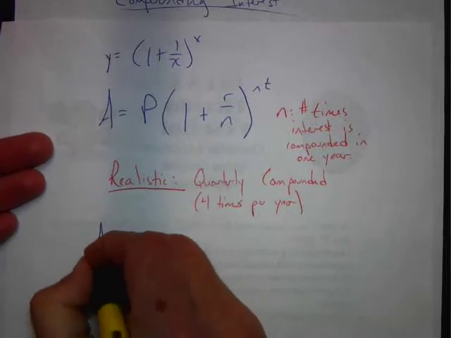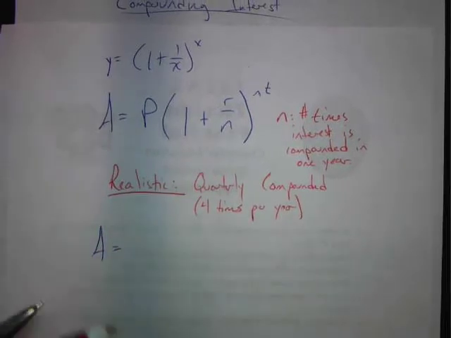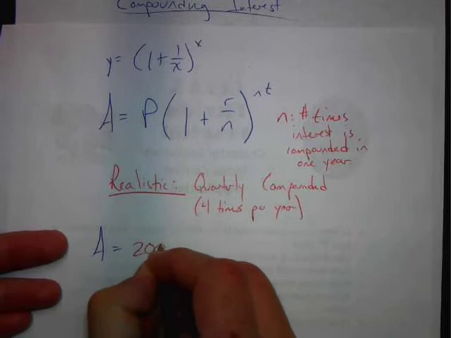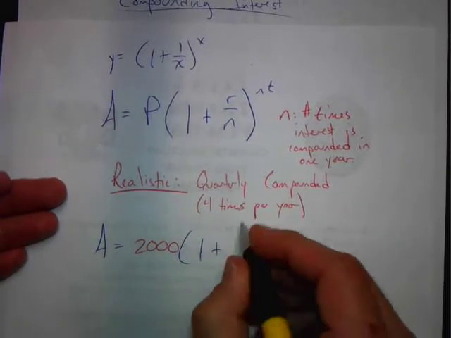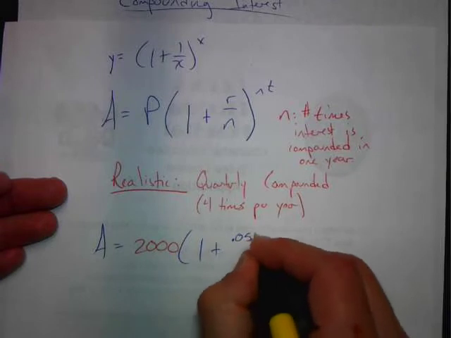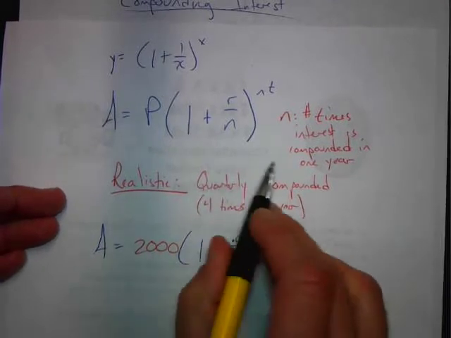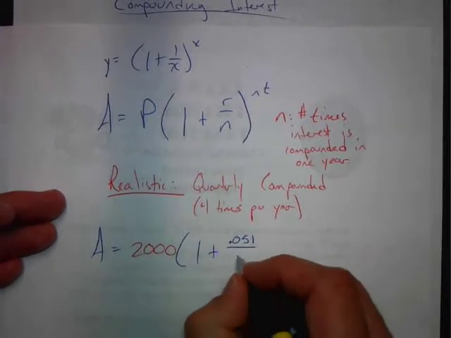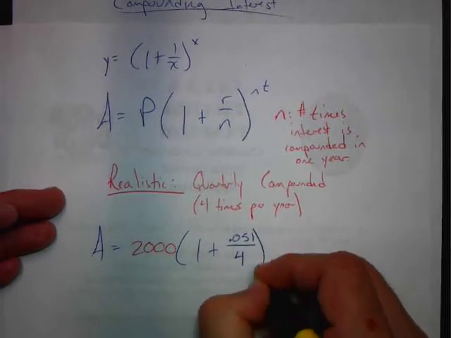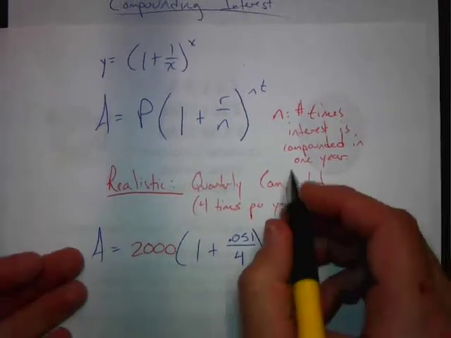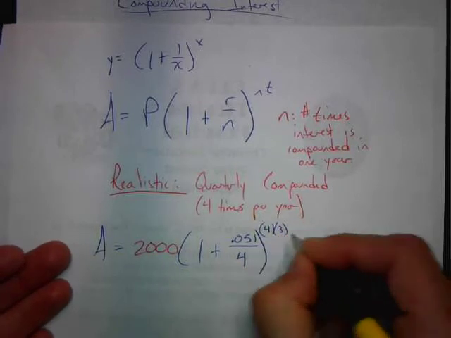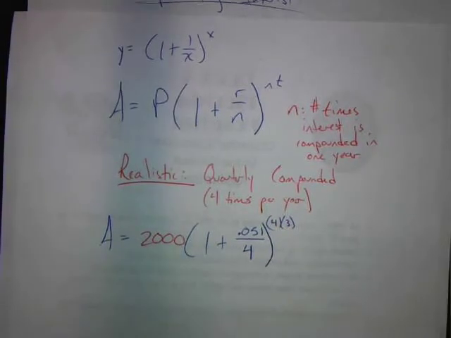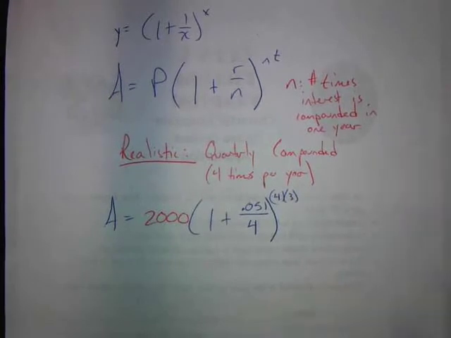Okay, so we have our A, our total account, is the principal, still $2,000. And then we have 1 plus, now the R is still the R, 0.051, divided by n, the number of times being compounded per year, which is 4 if we're doing quarterly. And all of that is being raised to, again, the n times t, the number of years. So this is what we would end up putting into the calculator to decide what would happen.